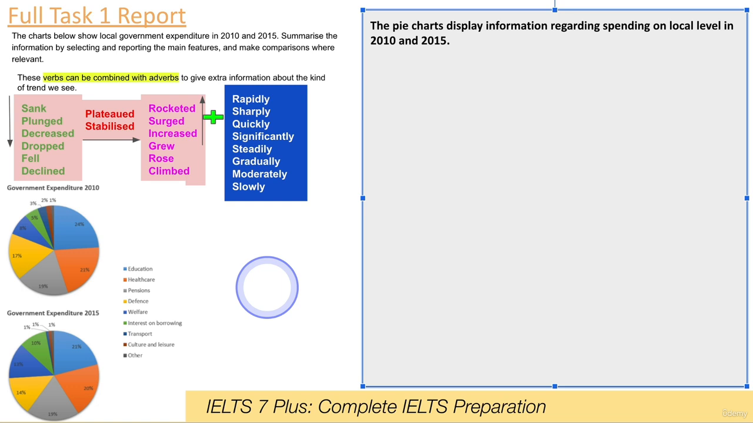So you'll see that we haven't paraphrased every single word. That's unnecessary. We want to keep the meaning here, so don't worry too much about doing every single one. That's impossible. We just want to do a rough, general paraphrase, which still holds the meaning of the sentence. So the pie charts display information regarding spending on a local level, and we're editing as we go, in 2010 and 2015. Okay, let's go into our overview now.